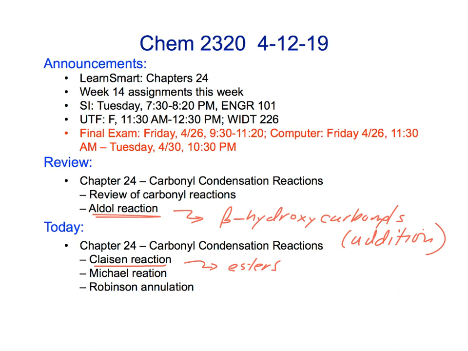The esters, of course, have a potential leaving group attached to them, and so the Claisen reaction will predominantly be a substitution reaction, an acyl substitution reaction. Okay, once we get to that, we're going to go on and we'll talk about what's called the Michael reaction.